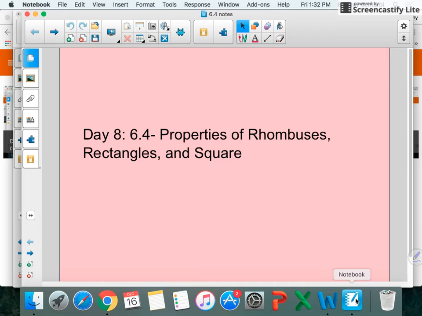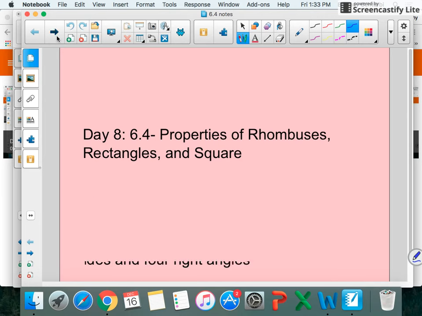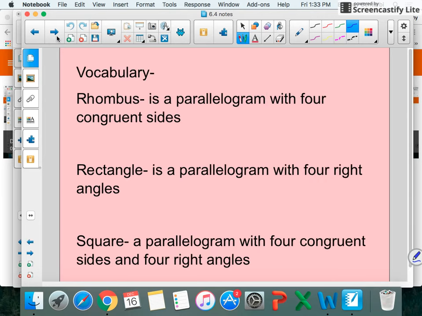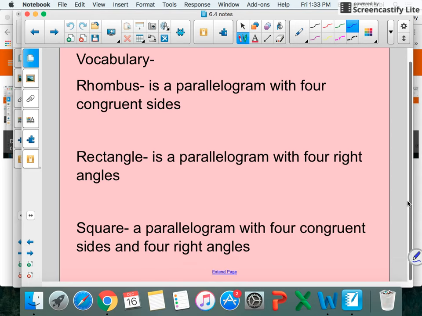All right, today we are going to be switching shapes. So we're going to do properties of rhombuses, rectangles, and squares. A rhombus is a parallelogram with 4 congruent sides. A rectangle is a parallelogram with 4 right angles, but not exactly 4 congruent sides. And then a square has both 4 congruent sides and 4 right angles.